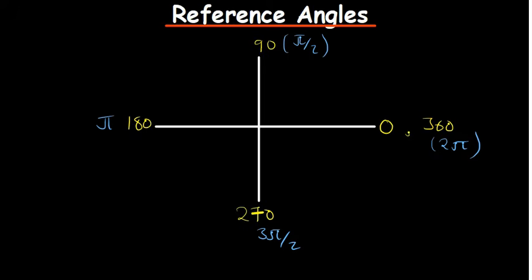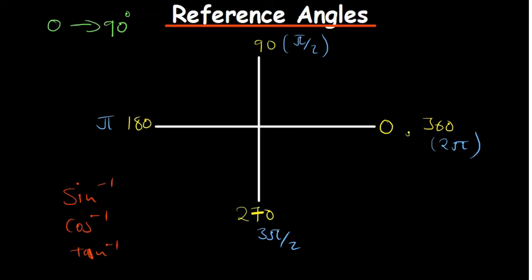So the short answer is reference angles will be angles between 0 and 90, or 0 and pi over 2 in radians. In other terms, I like putting it this way: reference angles are angles that you get on your calculator. If you try to punch sine inverse or cosine inverse of anything on the calculator, the angles that it's going to give you are always going to be between 0 and 90. So these are reference angles.